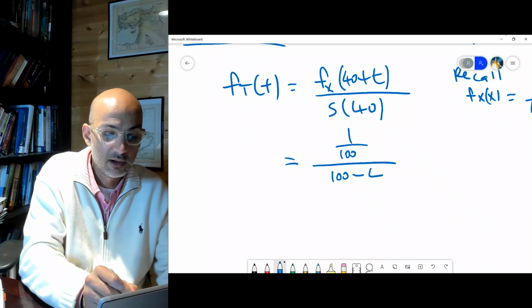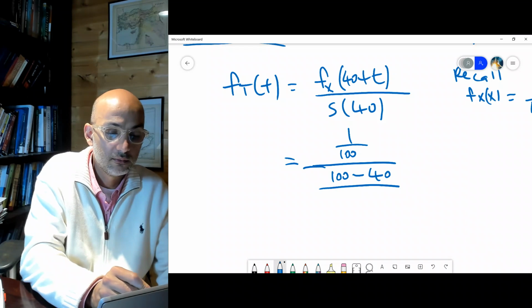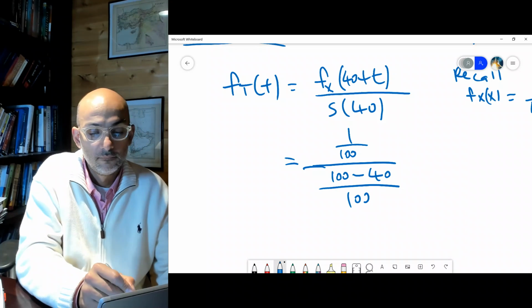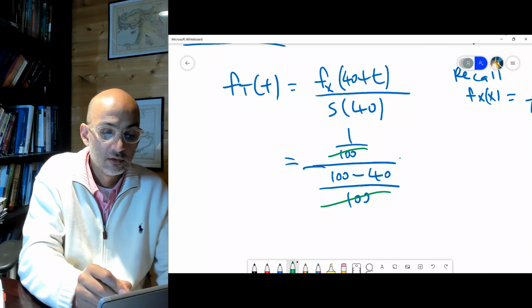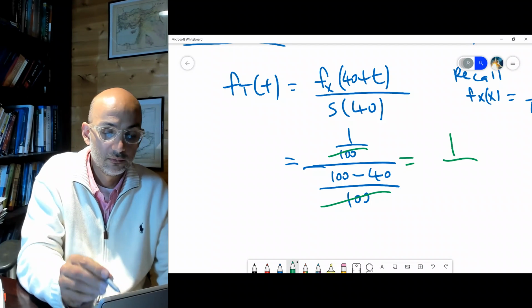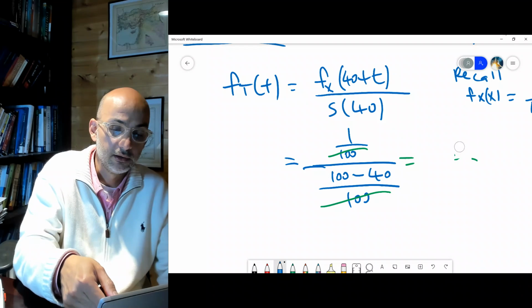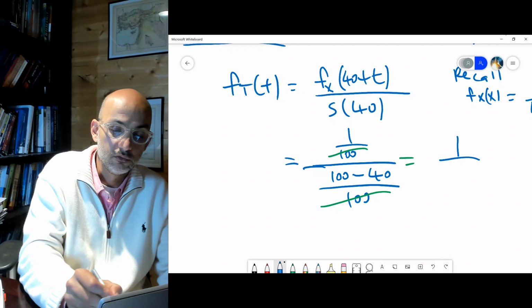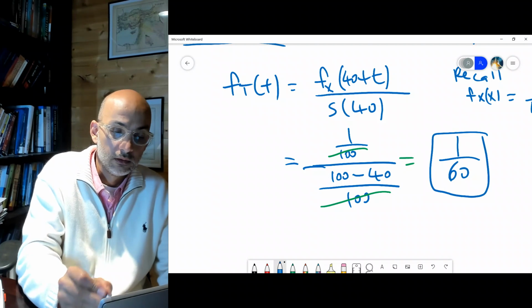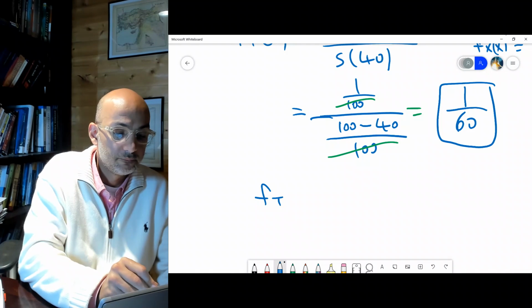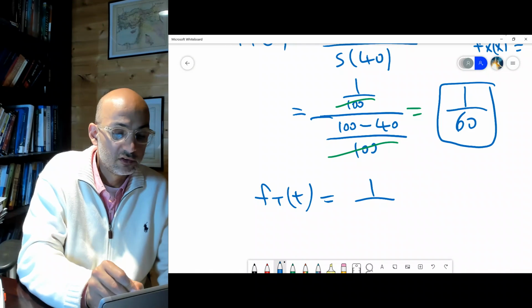Yeah, (100 minus 40) divided by 100. Right? We cross this with this. What is left is 1. Let me use the same color. What is left is 1 over 60. So f of t is 1 over 60.